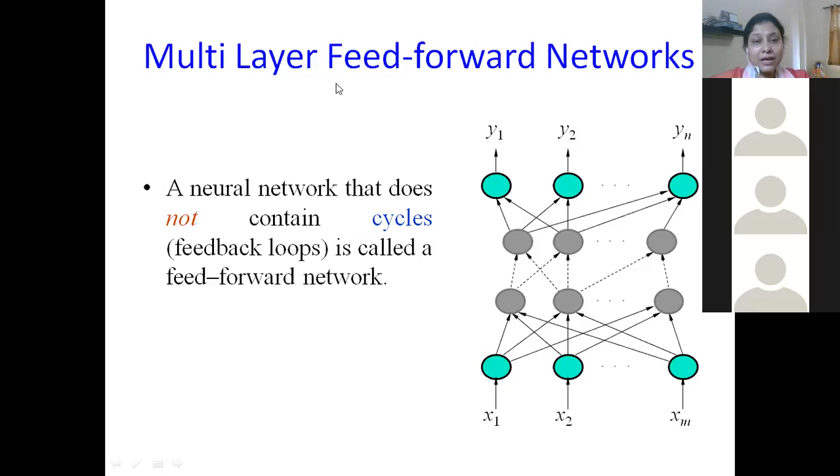And here you have to understand why it is called a feed forward network: because we don't have any feedback loops. So any kind of loop or cycle we don't see in this kind of feed forward neural network. That is why we have this kind of layering, which is known as the hidden layers.